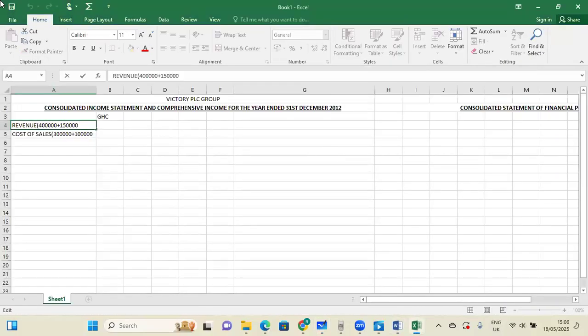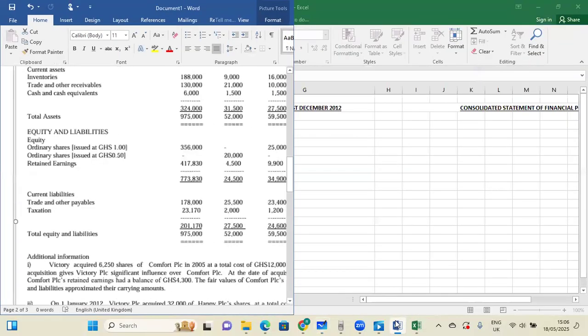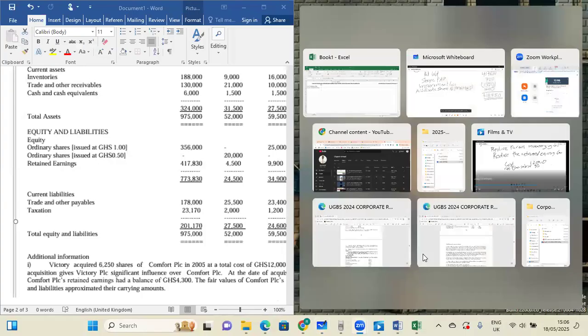So now we come to the statement of profit or loss, right? We just start with the revenue where we add the two of them. So let me do this line by line like that.